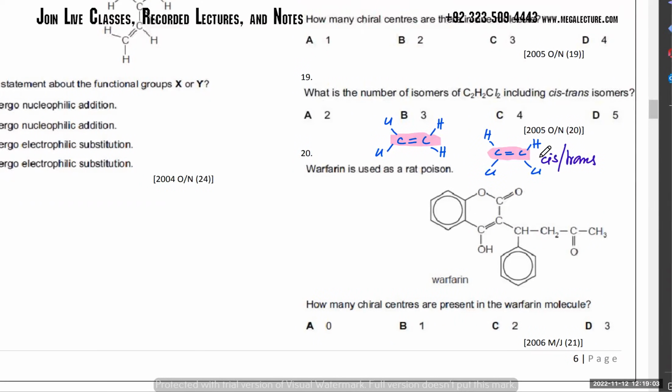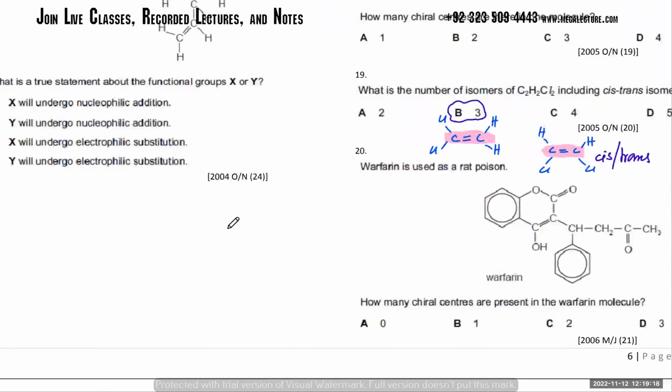So how many total isomers do you have? You have 3. One of them is this, and there are 2 of these. So you've got 3 isomers. Clear? Yes sir.